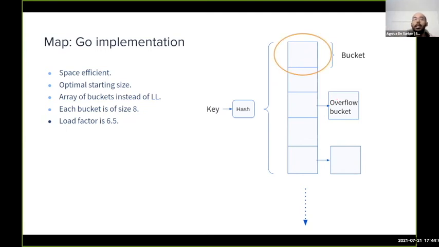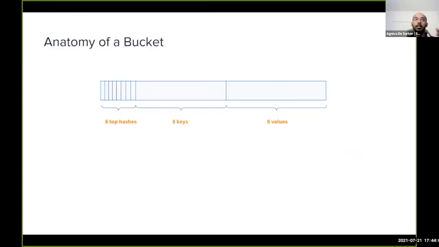Okay, so now let's take a deeper look into how a bucket looks like. So here, a bucket has 8 elements, so we'll have 8 keys and 8 values. And there are also these 8 top hashes. So what is this top hash thing? Let's look into that.